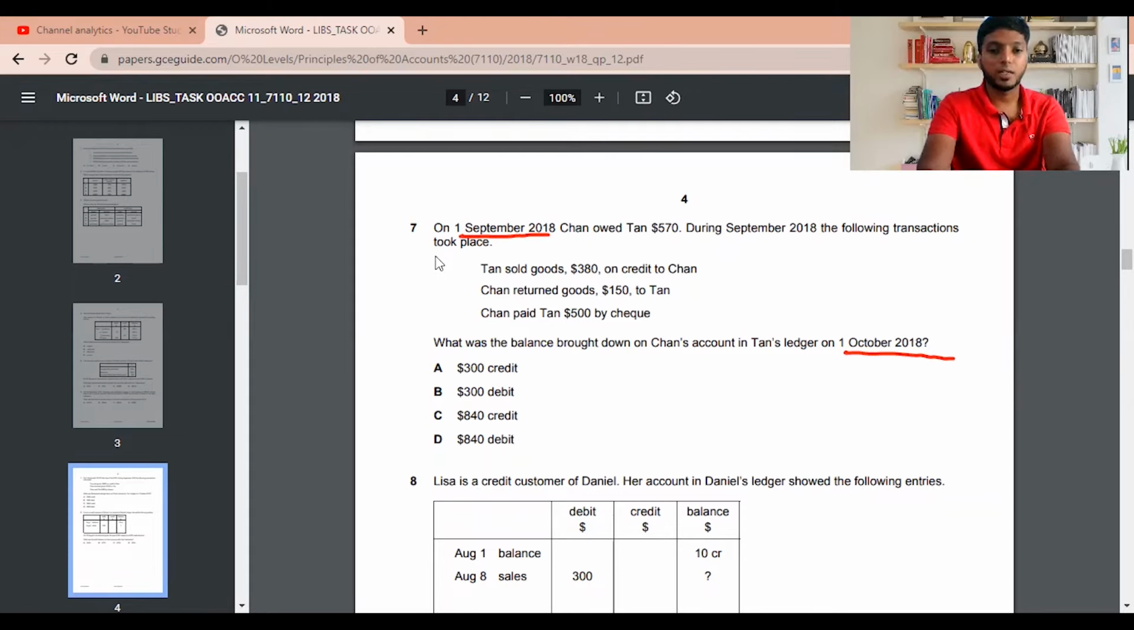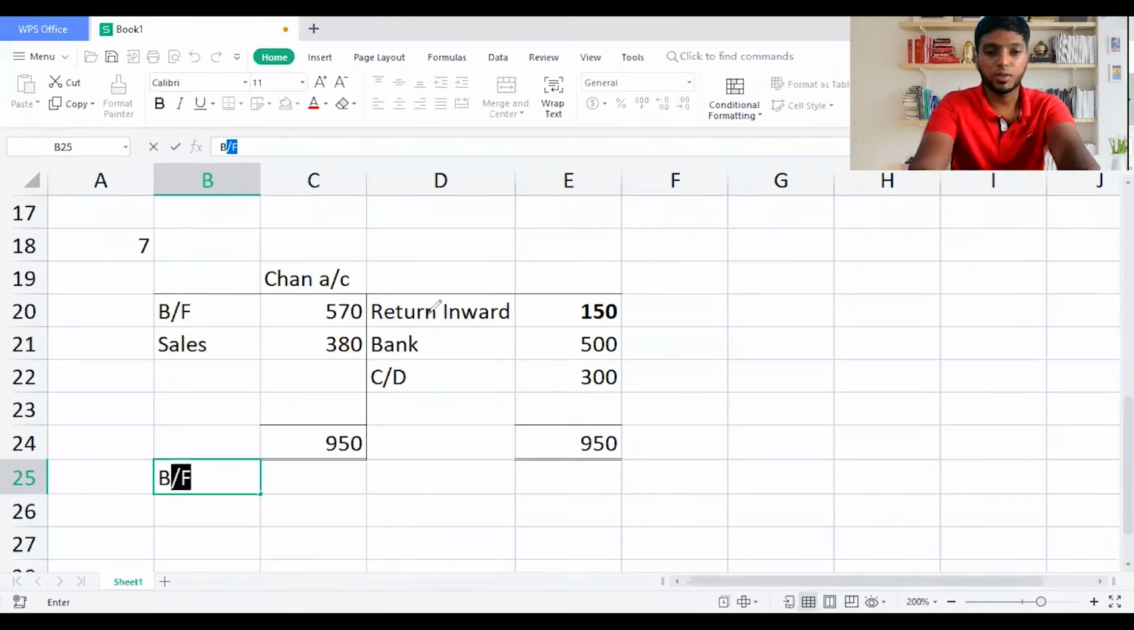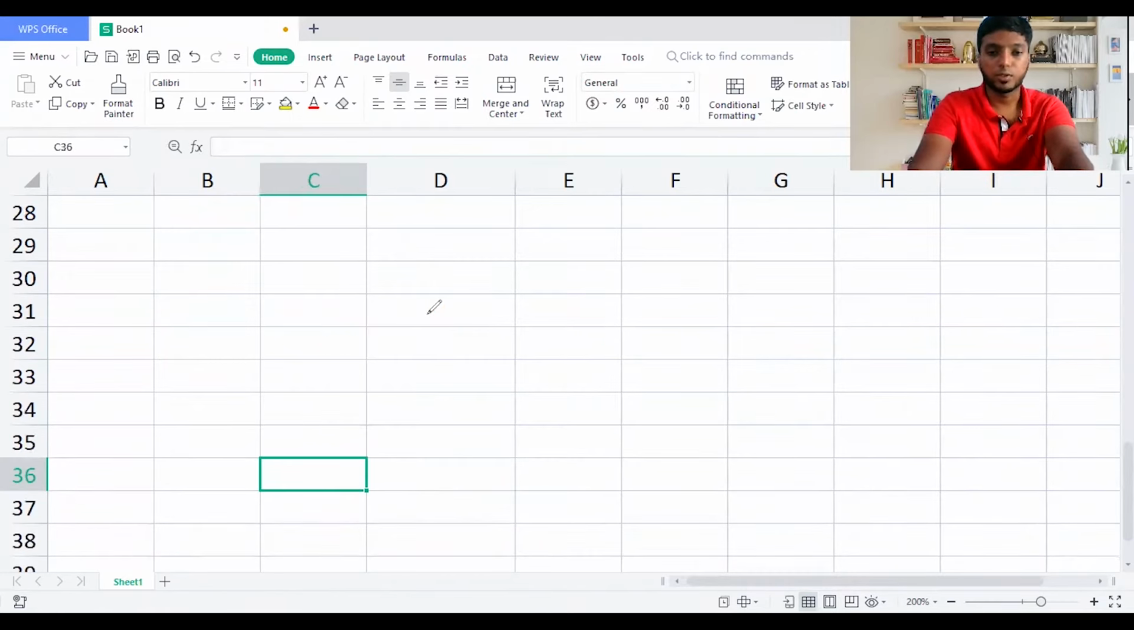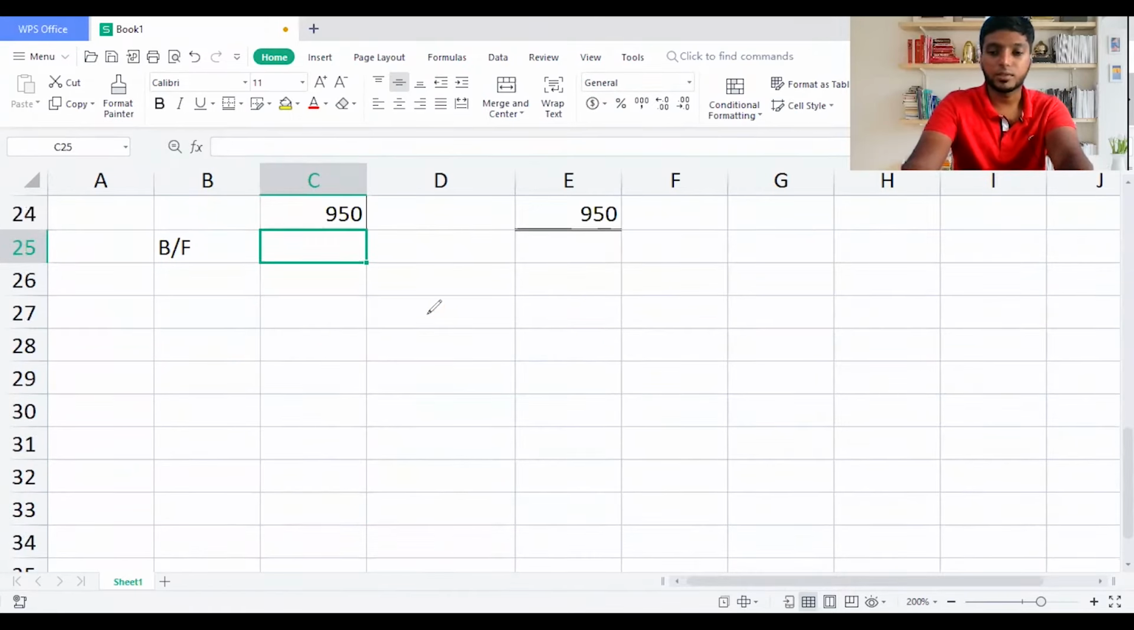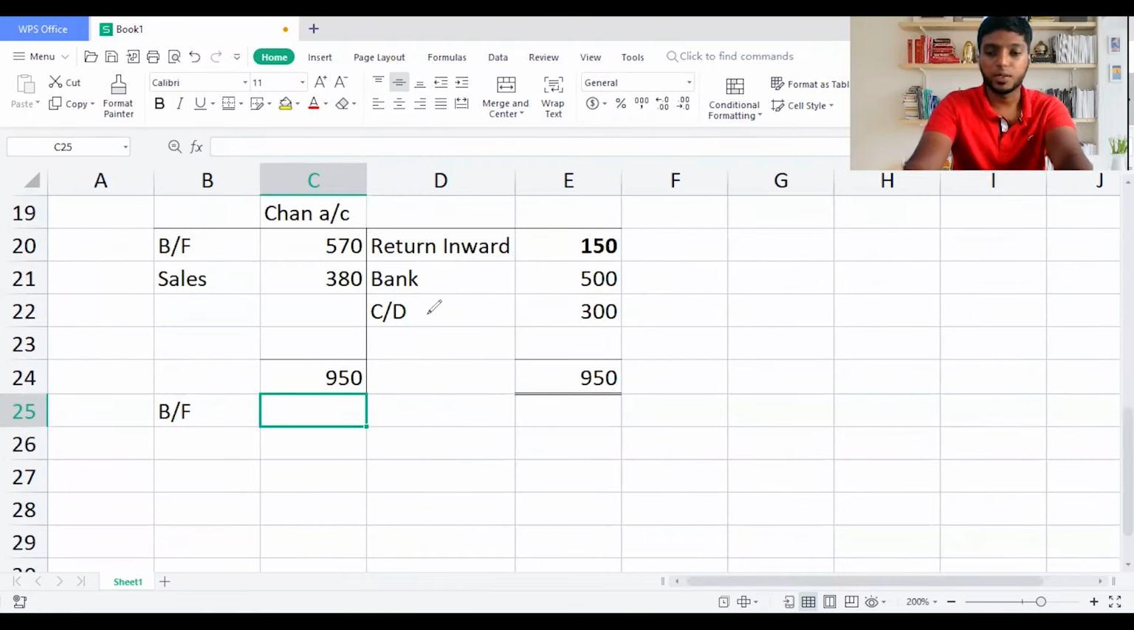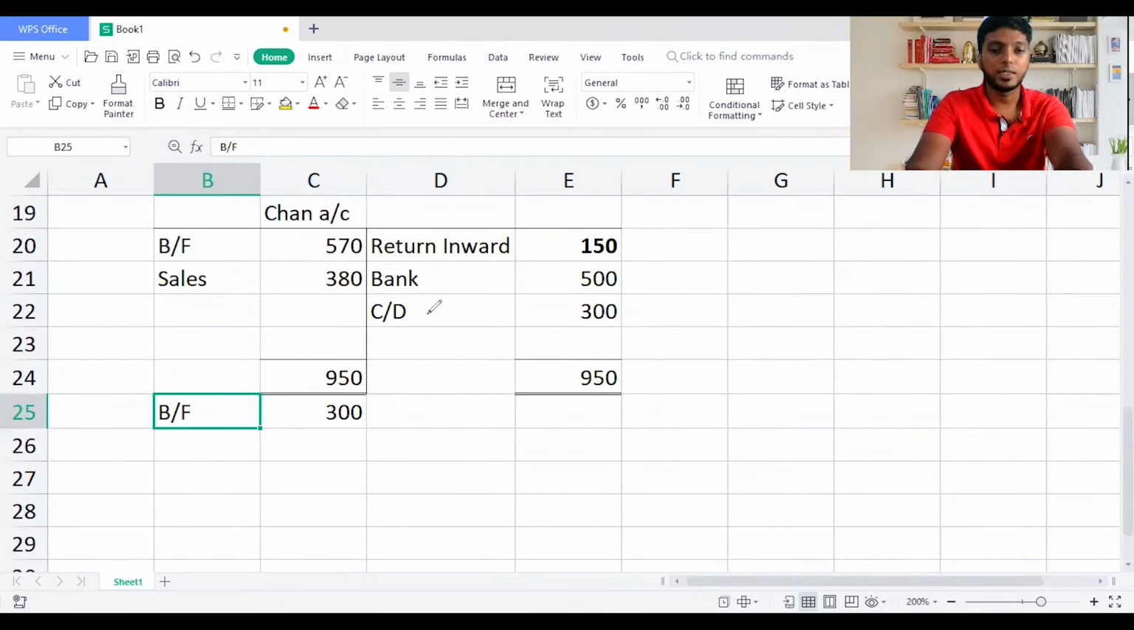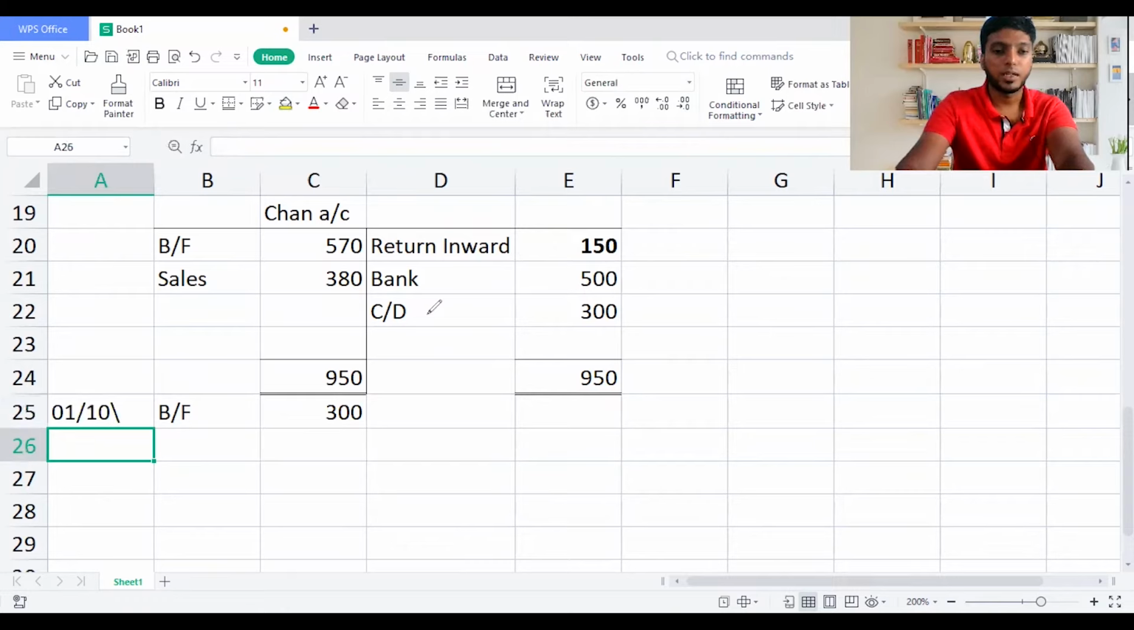So I'll write here the beginning of the month, which is brought forward of the next month. It's going to be 300. So the answer is going to be, guys, on the debit side, 300. It's that easy. This is 1st October and this is 1st September. If you have a confusion on understanding, sorry.